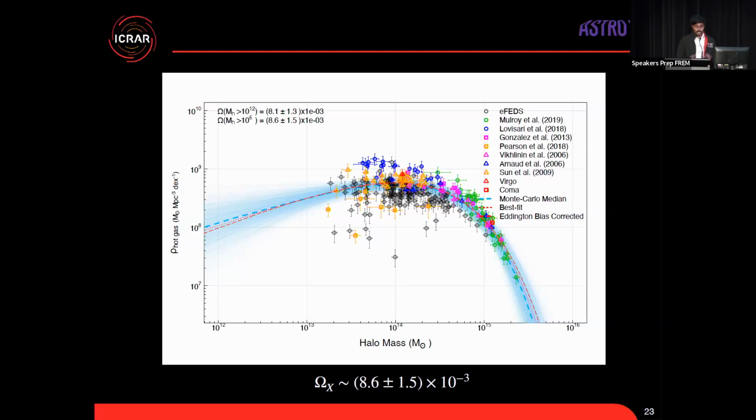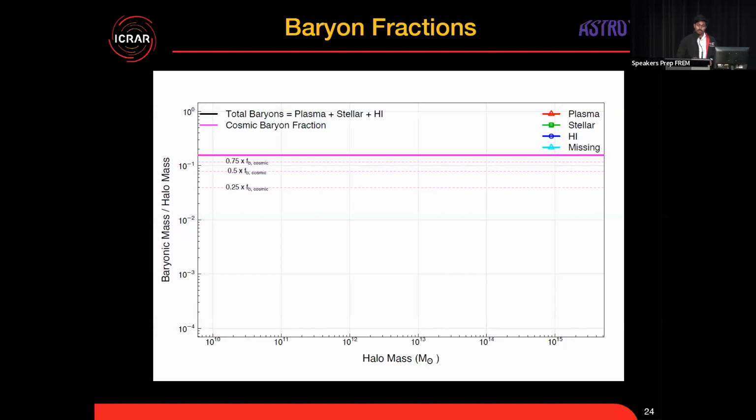But more interesting things come when we combine all the 3 data sets. So I'll show them as baryon fractions. By baryon fraction, I refer to the total baryonic mass divided by the halo mass. So that I'm plotting as a function of halo mass. And the magenta line shown here is the cosmic baryon fraction from Planck measurements, which is a value of around 0.15. And the dotted lines show 75, 50, and 25% of that.